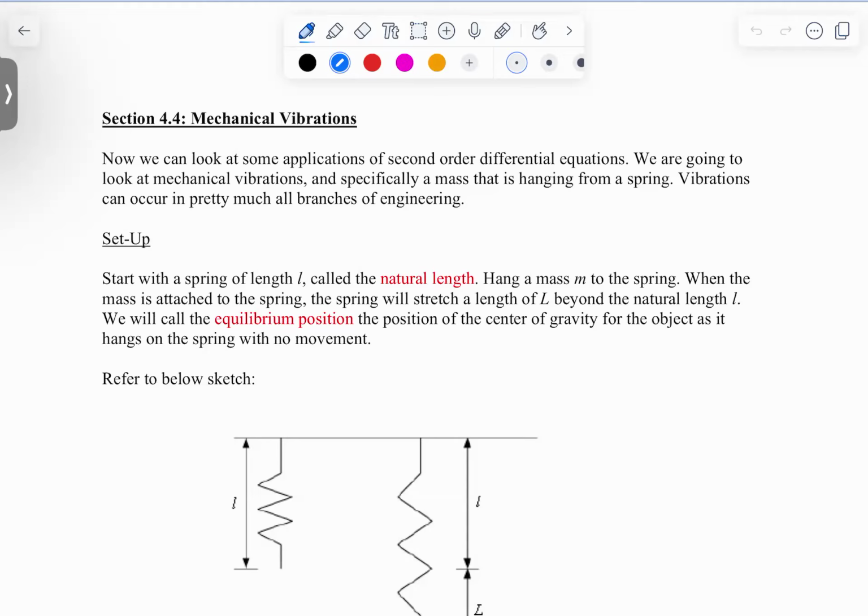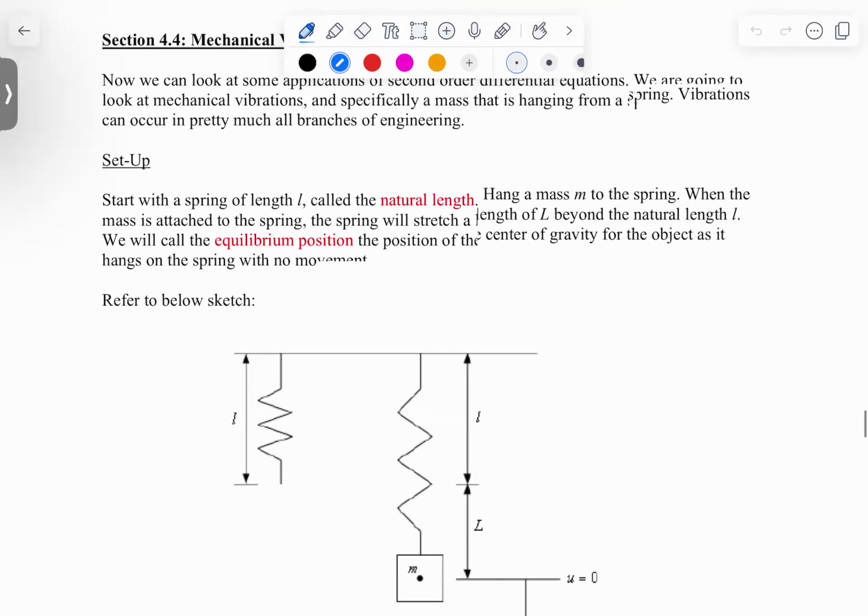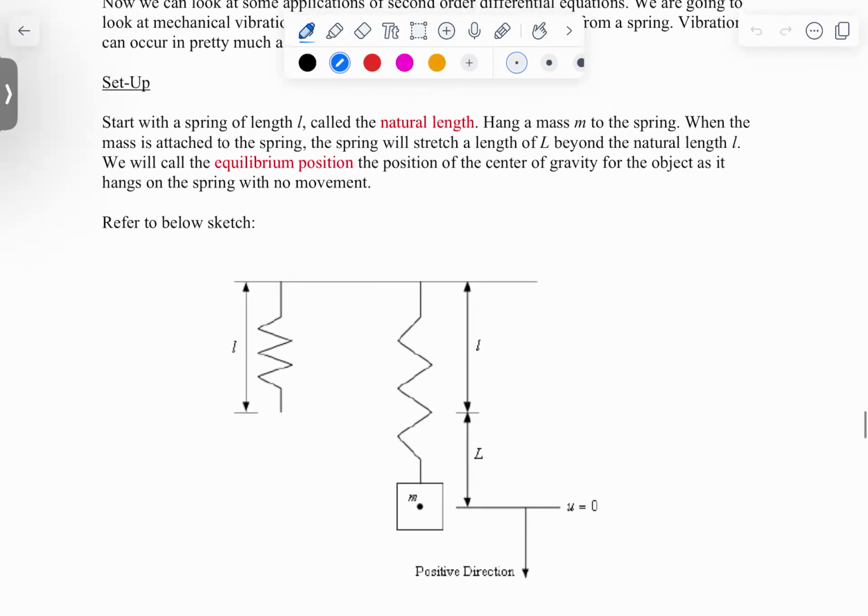All right. As for today, we're going to look at applications of second order differential equations. And without a doubt, the most interesting application is our all lovely springs. So, mechanical vibrations, and we're going to look at a spring. So some notation to define.